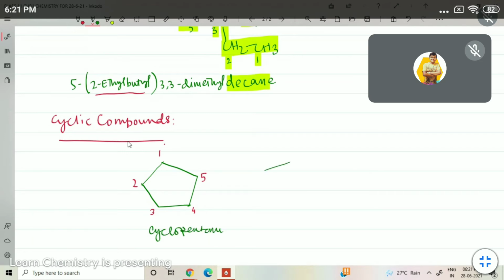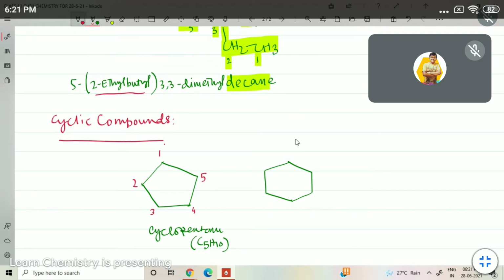Suppose this one, Sir, will it be C5H12? C5H10. Cyclopentane, sorry. If it is cyclopentane, then it is C5H10. And if it is acyclic, okay, then we will write C5H12. It's a long chain, okay, no ring is there. It is not a normal pentane, it's a cyclopentane.